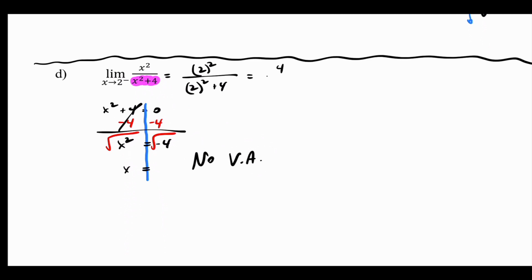So I get 4 over 4 plus 4, which is 4 over 8, which is 1/2. If something doesn't have any vertical asymptotes, plug and chug. Plug it in.